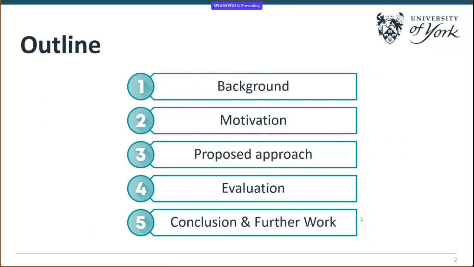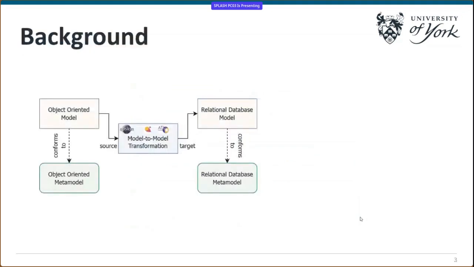So then I'll talk about the proposed approach, and then I'll walk you through some experimentation and the results, and then finally I will conclude. So to put the work in context, in model-driven engineering, usually we have several activities such as code generation, model-to-model transformation, and model validation. One of the very common activities in the MDE workflow is the model-to-model transformation.